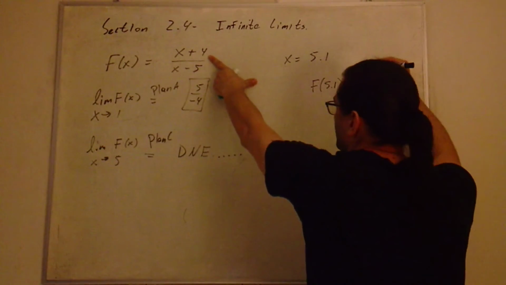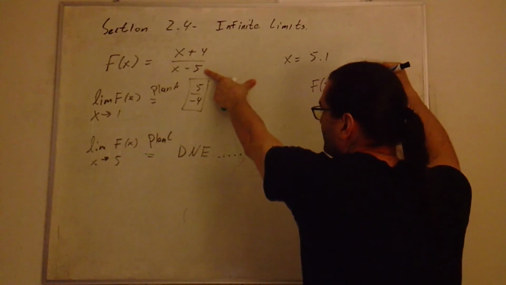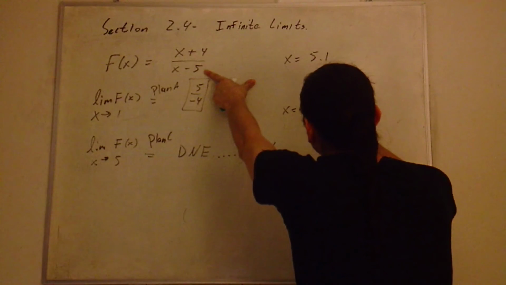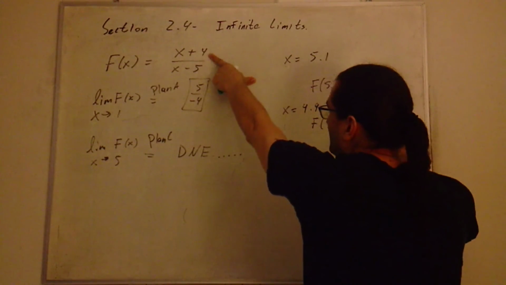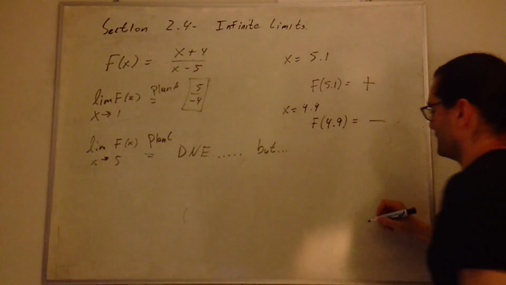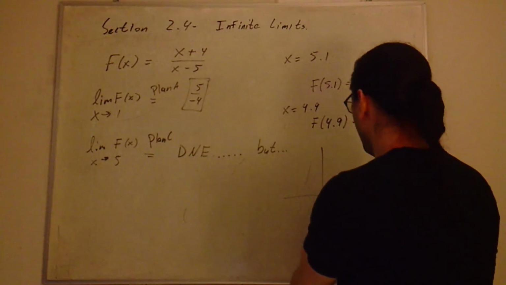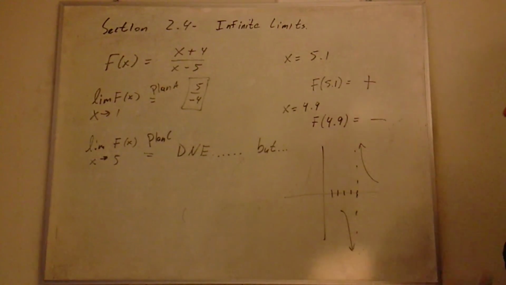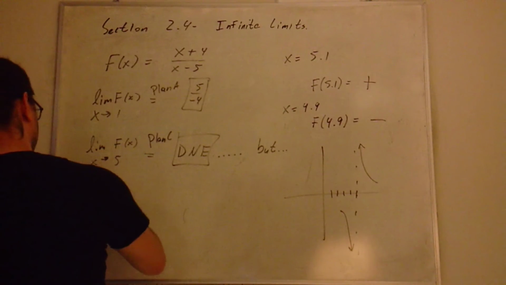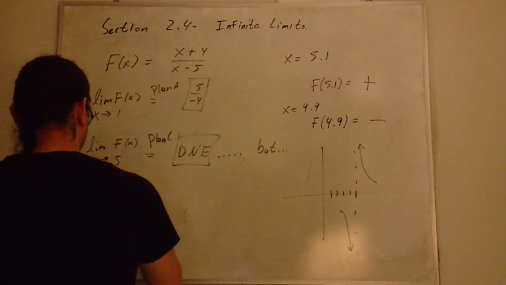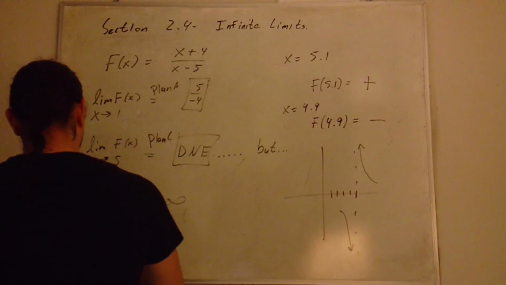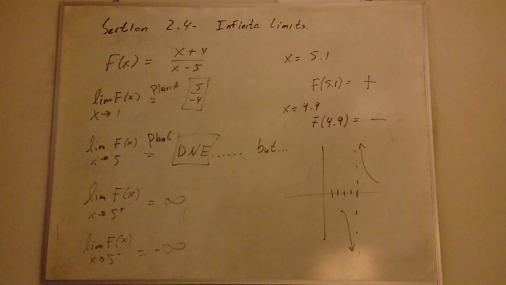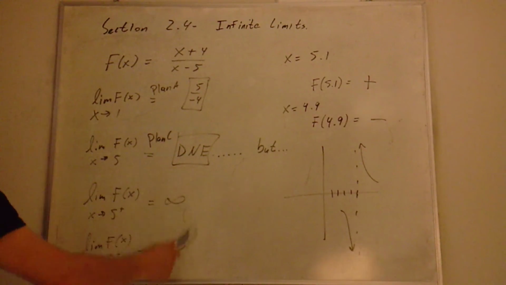When I plug in 5.1, I will get something that's close to 9 and something that is just barely positive. So I know that's positive. And when I try 4.9-ish, f of 4.9 should give me something that's almost 9 and something that's just barely negative. So that will give me a negative answer. So at 5, to the right of 5 I'm going up, to the left of 5 I'm going down. So I know that this limit definitely does not exist. But I now know that the limit of f of x as x approaches 5 from the right is infinity, and the limit of f of x as x approaches 5 from the left is negative infinity. And the neutral limit does not exist because they do not agree.